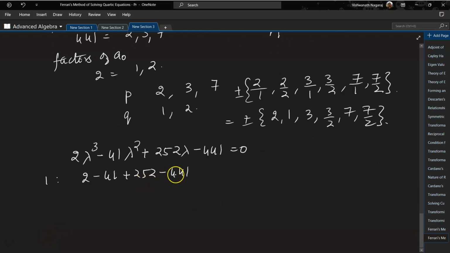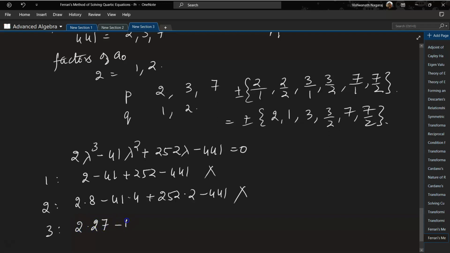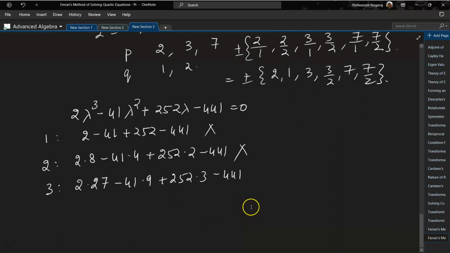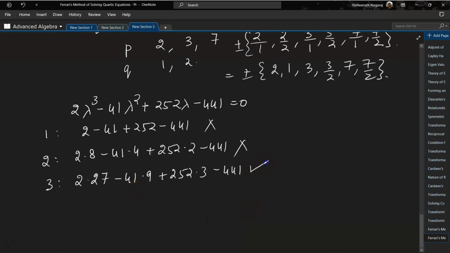This is not possible. Let's take 2. So 2 times 2 cubed is 8, minus 41 times 2 squared is 4, plus 252 times 2 minus 441 equal to 0? Now if you solve this, you will find it is not equal to 0. Now let's take 3. So 2 times 27 minus 41 times 9 plus 252 times 3 minus 441. And this, if you evaluate, you will find that it is equal to 0.